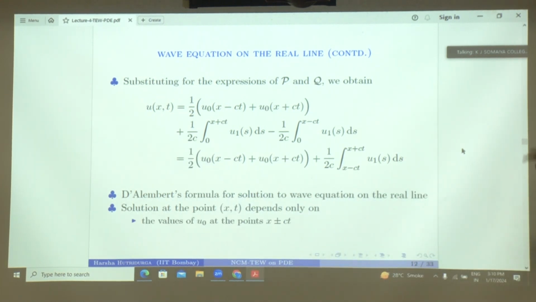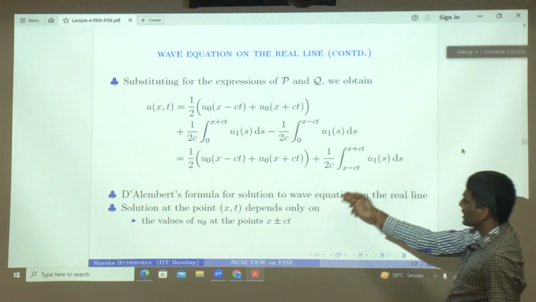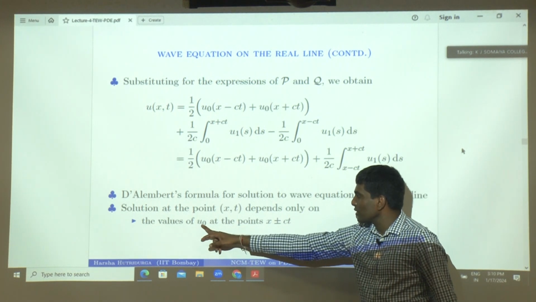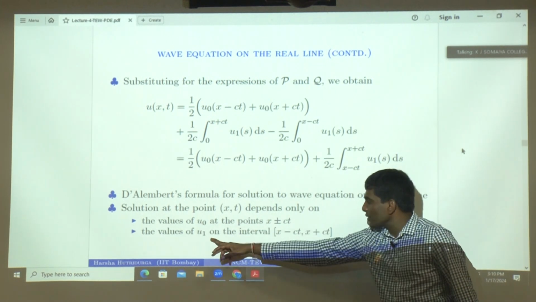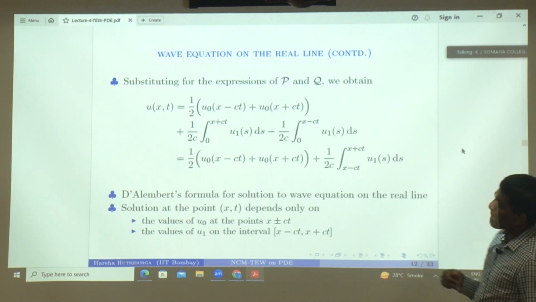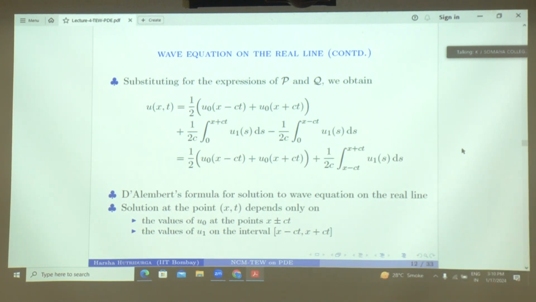I have some pictures to show later on. So the value of the solution at the point xt depends only on the values of u naught at these 2 points and the values of u1 in this interval. Even in that triangle picture, that x minus t, x plus t was coming into the picture. So these are all related, and if you remember the first order transport equation that we did, it turns out that inside the wave equation there is a transport equation sitting. That's why this behavior is happening.